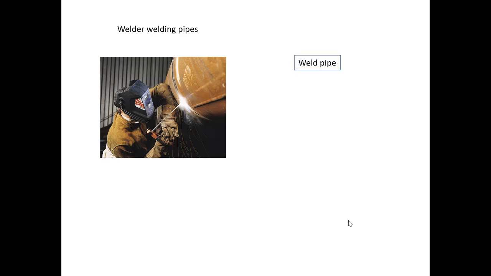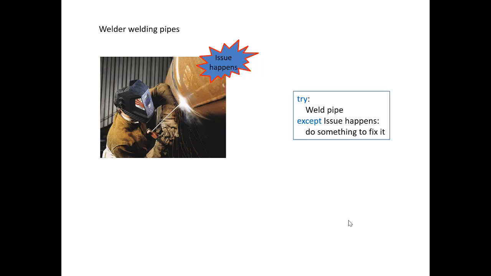So if everything is all right, they're welding the pipe. But normally what they have to do is try to weld the pipe until there's an issue, and if there's an issue, they stop and they handle that issue. So we say they try welding the pipe, except when there is an issue, then they stop welding and do something to fix that problem.